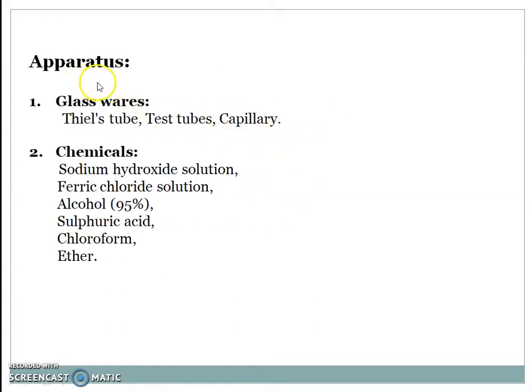Apparatus used in the experiment: glassware, Thiel's tube, test tube, capillary. Chemicals: sodium hydroxide solution, ferric chloride solution, alcohol 95%, sulfuric acid, chloroform and ether. Now let's move towards laboratory for actual procedure.